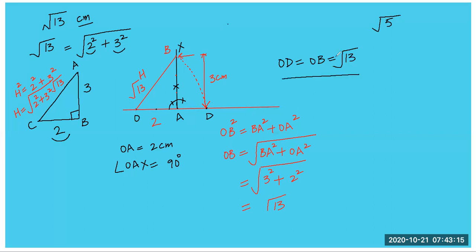Done. Now I will see how to draw under root 5, and I will draw it a little bit more quickly. Okay. Now I want to draw under root 5 on the number line. Now I will think whether 5 is equal to the sum of squares of two numbers. Yes, 1 square plus 2 square is equal to 5. So from this I got the base and perpendicular of a right angle triangle.